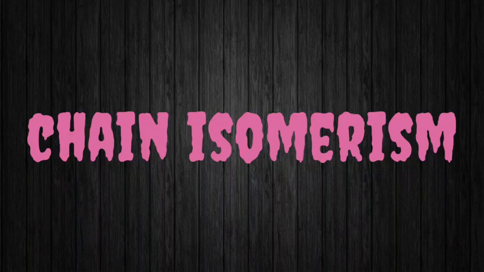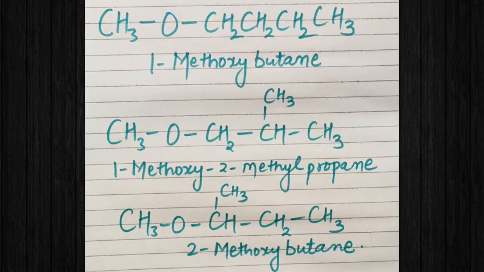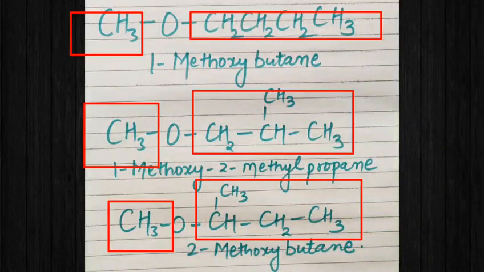Now, if I talk about chain isomerism in ethers, then these have same alkyl groups on either side of the oxygen atom, but different arrangement of the carbon chain within the alkyl group or groups. This is the example of chain isomerism in ethers. So students, look carefully in these examples. They have same alkyl group on either side of oxygen atom, but different arrangement of carbon chain within the alkyl group or groups.